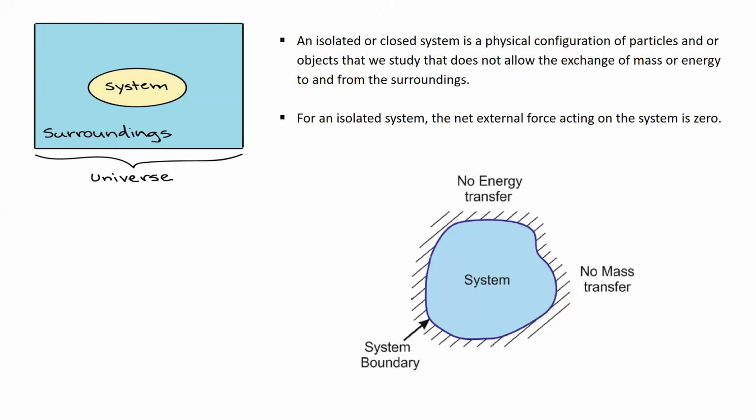When we say a system is isolated, or sometimes we say a system is closed, they want you to know this definition. An isolated or closed system is a physical configuration of particles or objects that we study that does not allow the exchange of mass or energy to and from the surroundings.